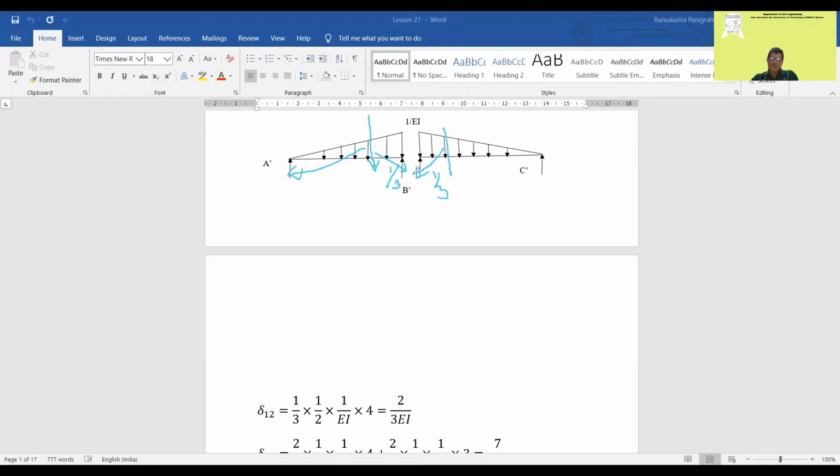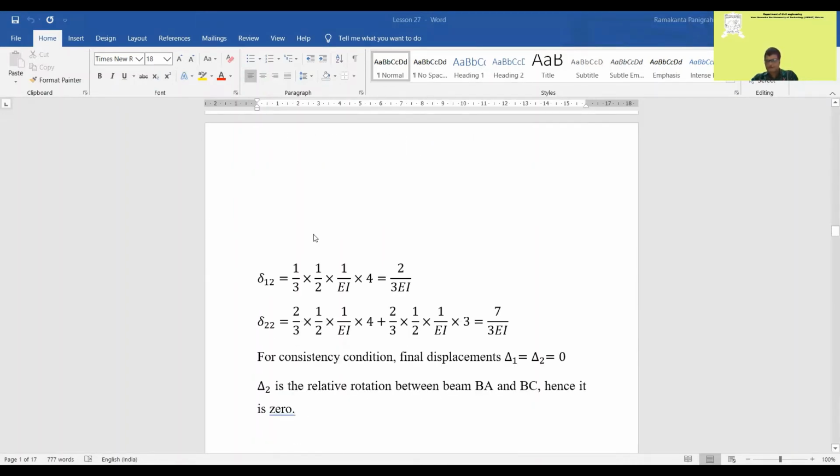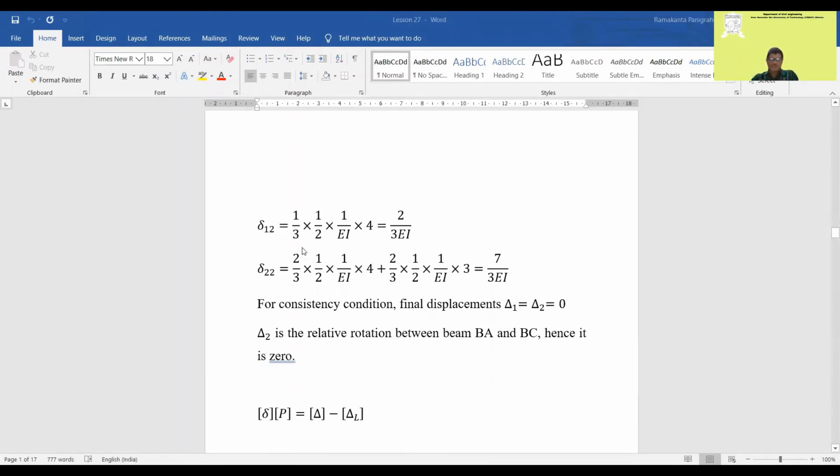So 1/3 of this triangle will be the delta 1, 2. Delta 1, 2 will be this: 1/3 of half of the triangle. And 2/3 of this triangle and 2/3 of this triangle will be the value of delta 2. So similarly, you have to calculate. Now see, 2/3 of this and 2/3 of that. So that becomes 7 by 3.